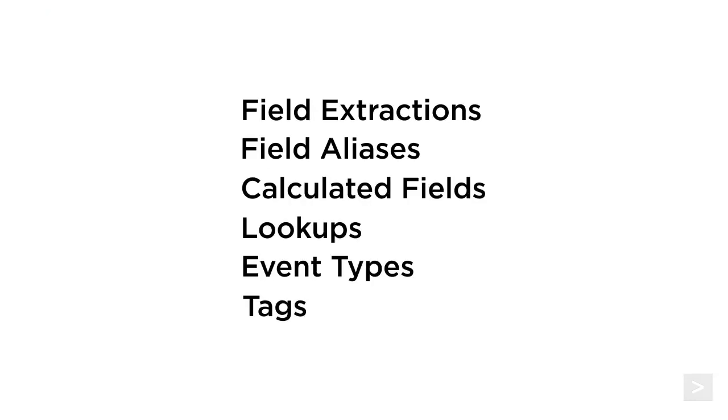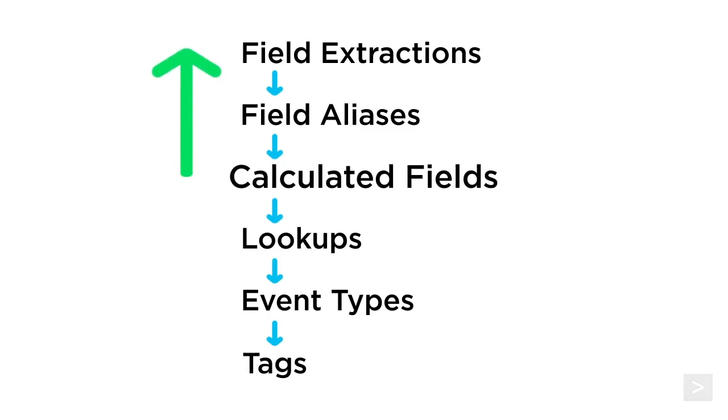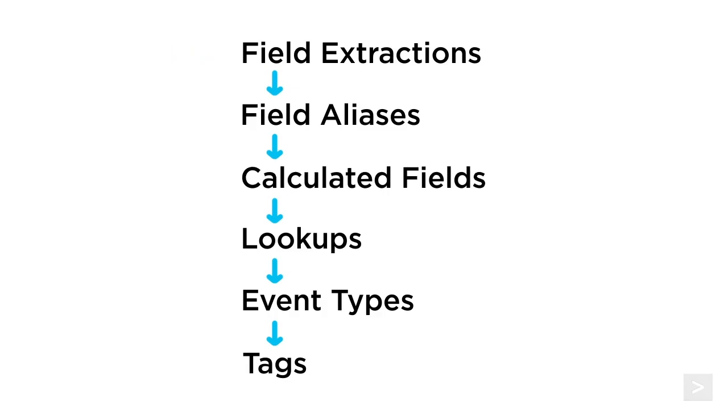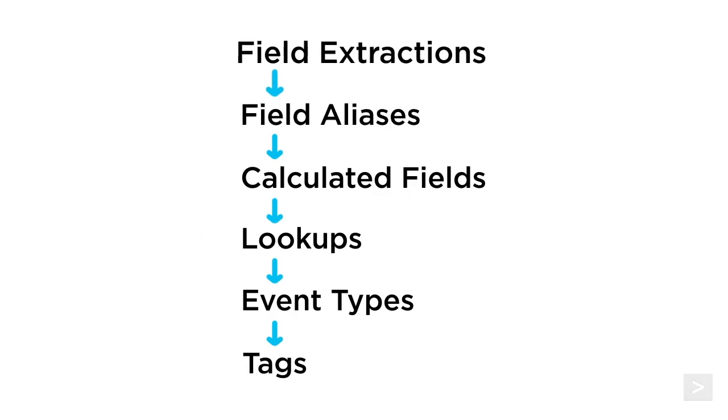It's important to remember the search time operations order when working with knowledge objects related to fields. Field extractions are evaluated first in the pipeline, followed by field aliases, calculated fields, then lookups. This means that calculated fields can add additional context to extracted fields, since they are evaluated third, but a field alias cannot reference a value from a lookup.